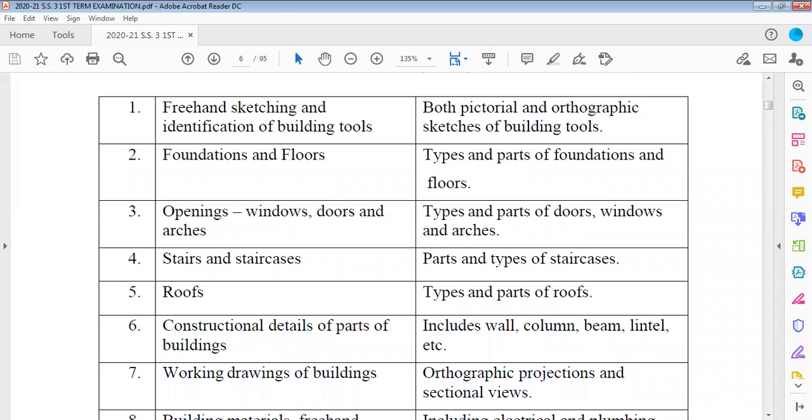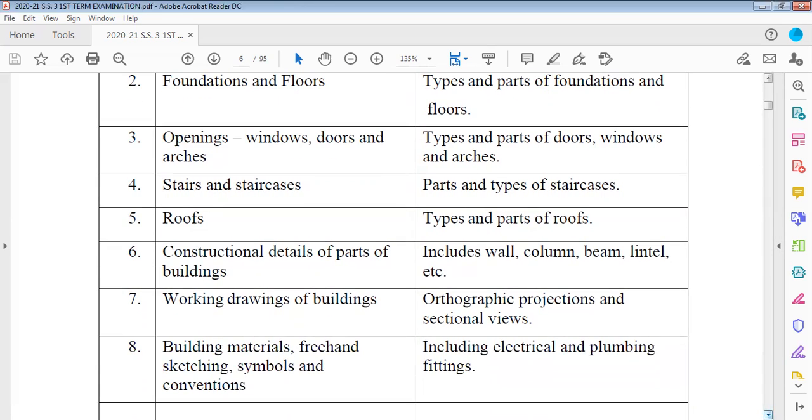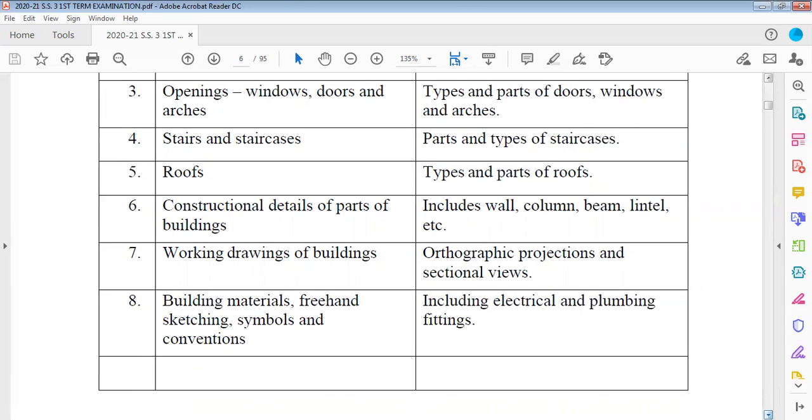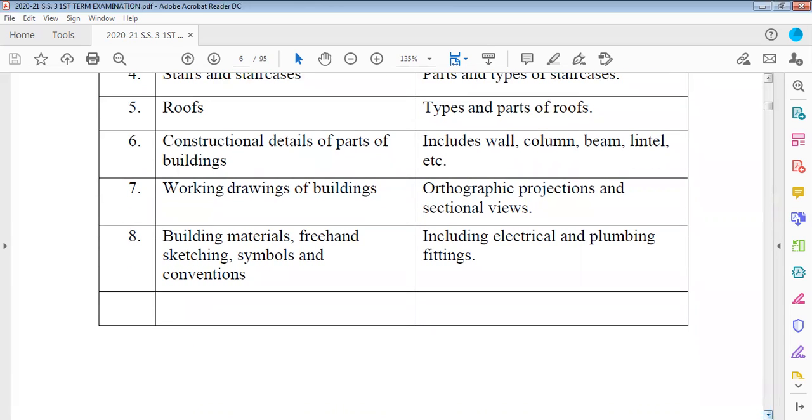And then the next thing is constructional details of buildings, including the wall, the column, beam, lintel, and so on. So you must be able to identify those things. And next is working drawings of buildings.